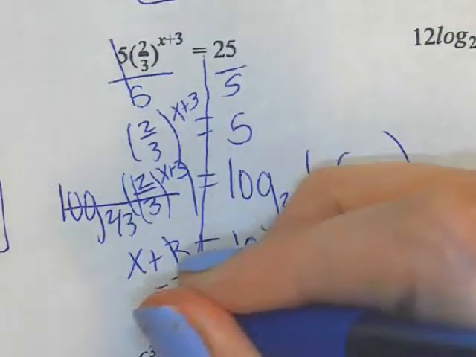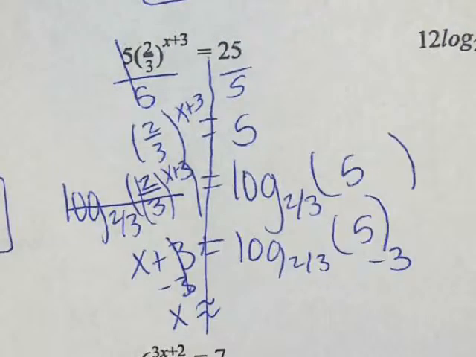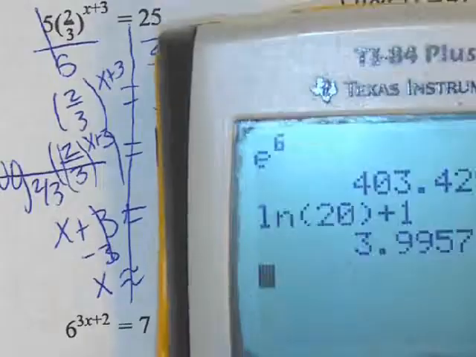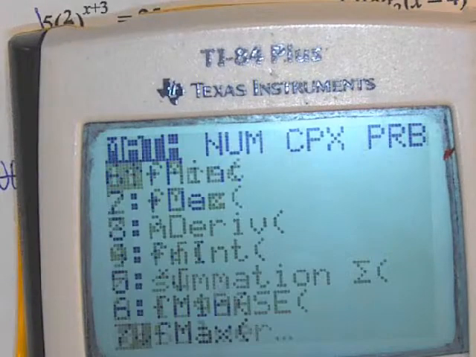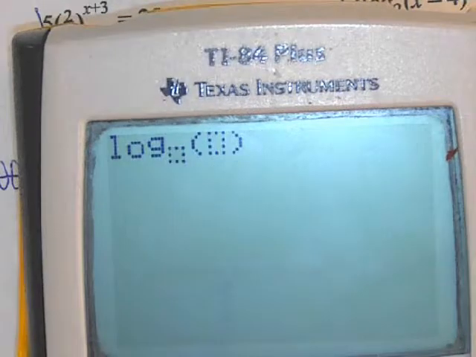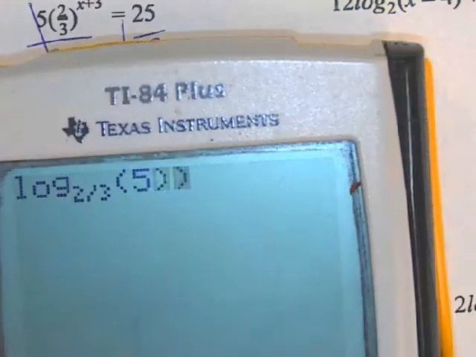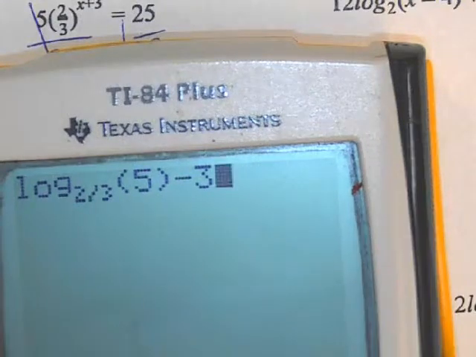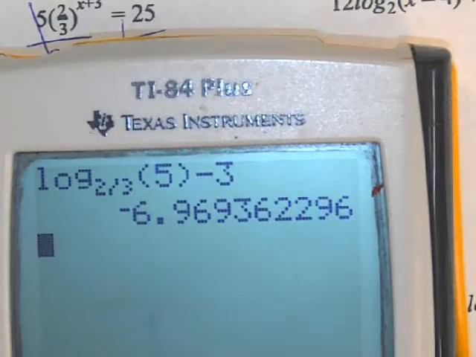Okay, put it in your calculator. We're going to say x is about... I'm not confident, so we'll get confident. I'm talking about this because we got a negative number. Okay, so we get negative 6.97.